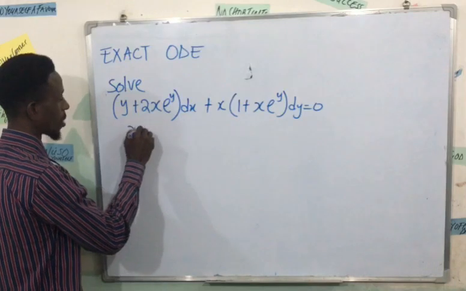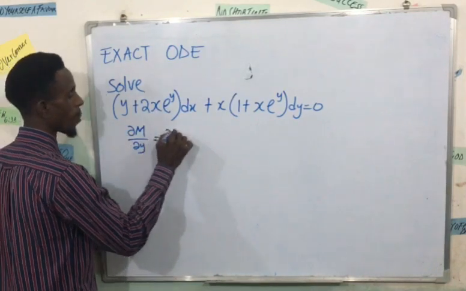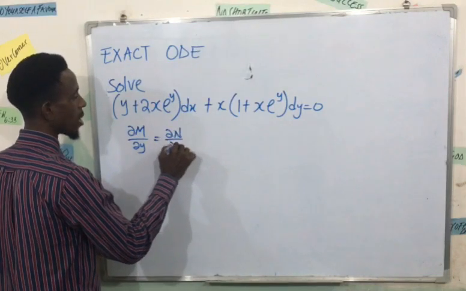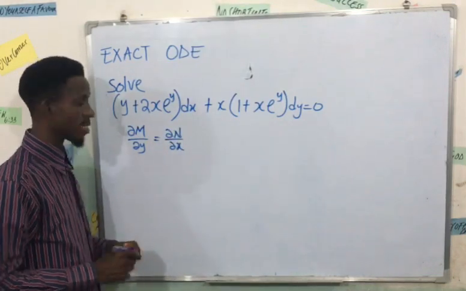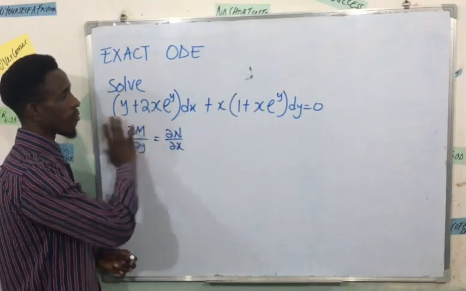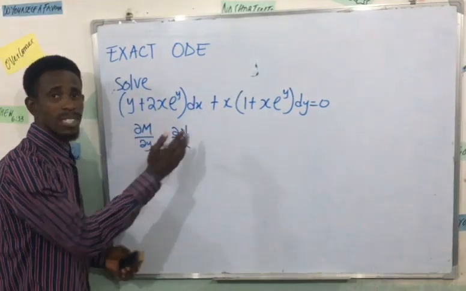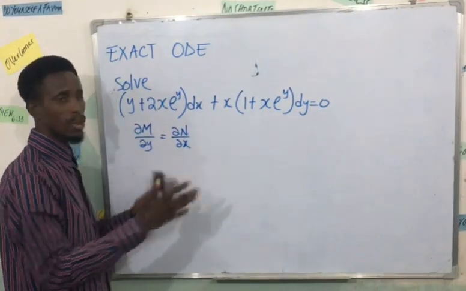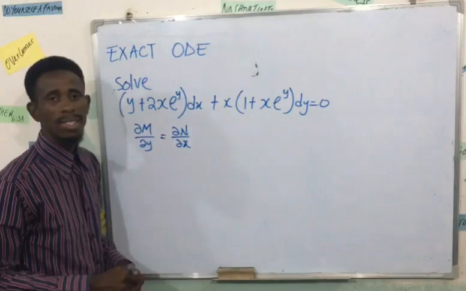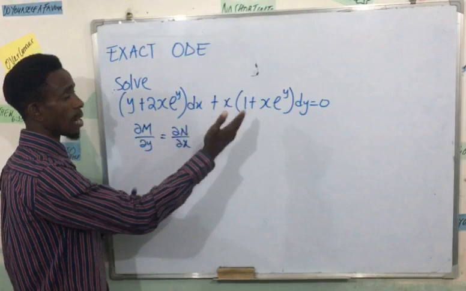You have the partial derivative of M with respect to y has to be equal to the partial derivative of N with respect to x. So if this one is equal to this one, then it is exact. If it is exact, I will just go ahead and integrate both sides to get my answer. So with this, how do I locate my M and my N?